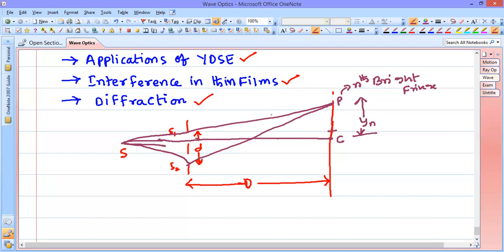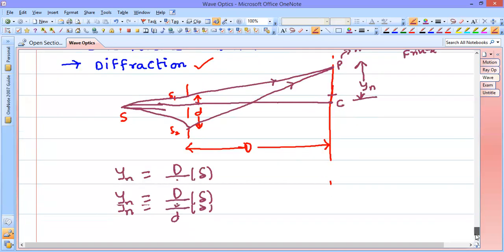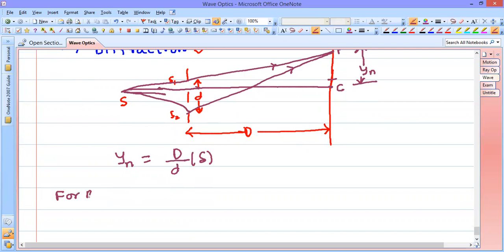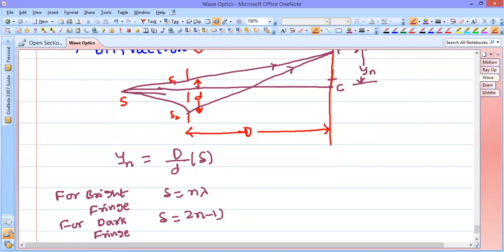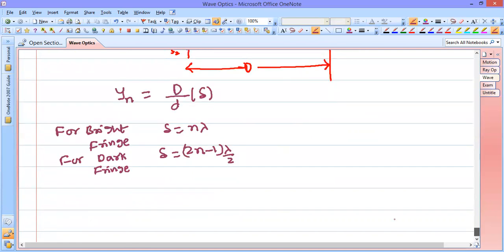Here we got the expression yn equal to capital D by small d times delta. If it is a bright fringe, delta equal to n lambda, because it is maximum intensity. Bright fringe means maximum intensity. Similarly, for a dark fringe, delta equal to (2n minus 1) times lambda by 2.